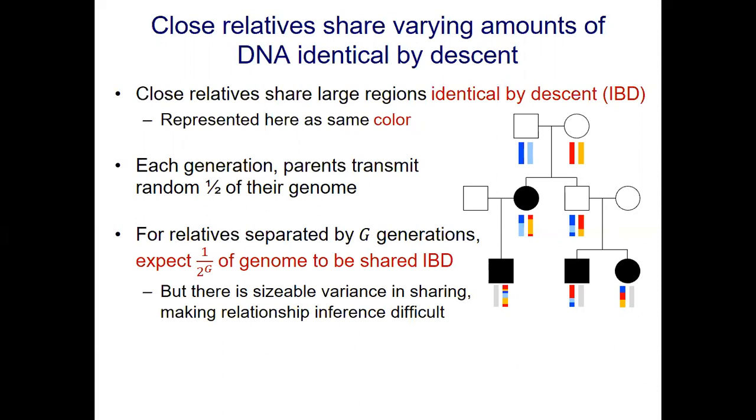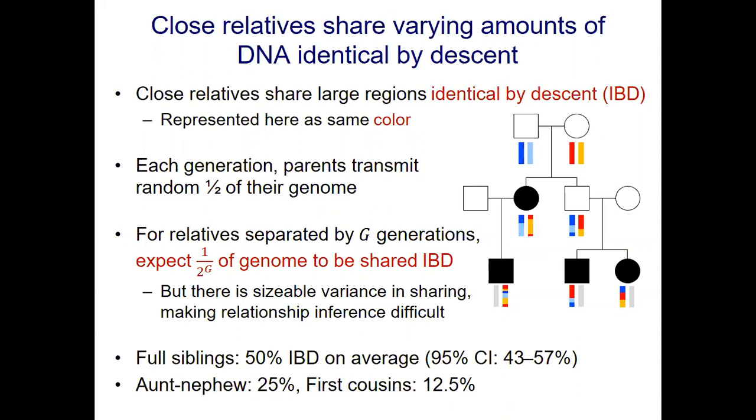So in one generation, a parent transmits half of their genome. But if two relatives are separated by G generations, they're expected to share, on average, 1/2 to the power G of their genome. So that's the expectation. Unfortunately, there's a fairly sizable variance in this quantity.